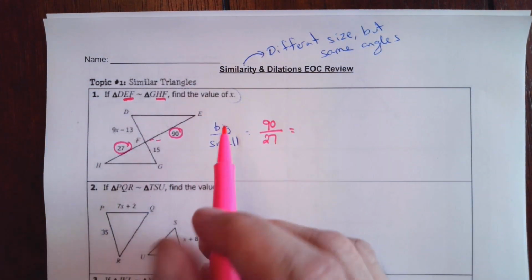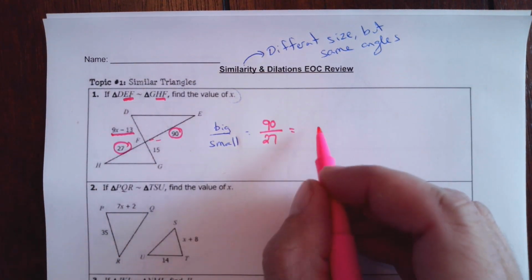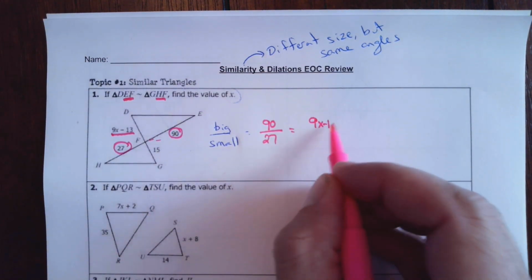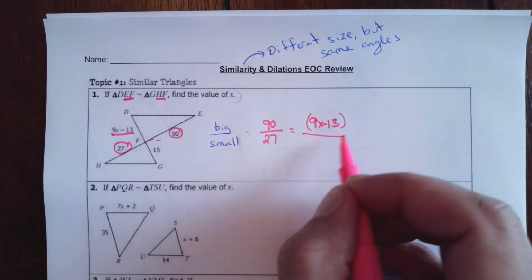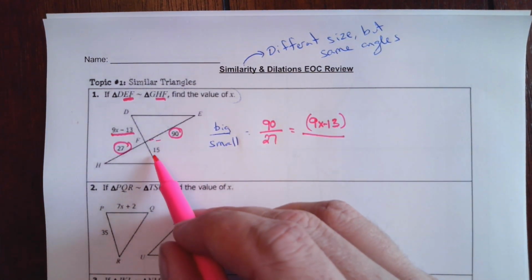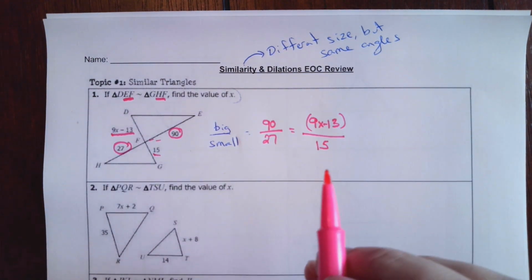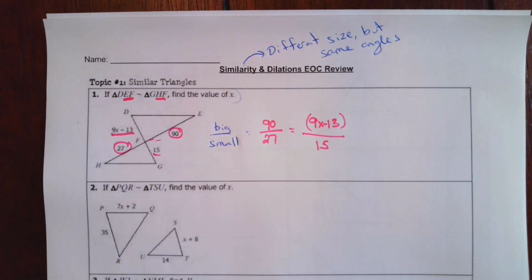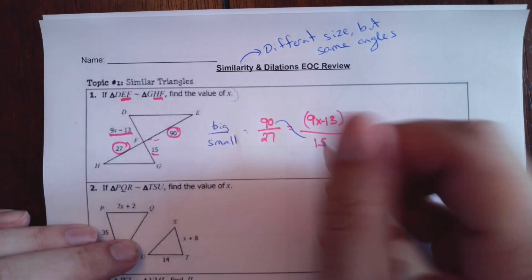And that's going to equal the other big. Well, the other big one is 9x minus 13. I want to put that in parentheses because it's a binomial, it needs to stay together. And then that's going to be matched up with 15. Okay, so now, if you remember, we did a butterfly method here. So cross multiply.